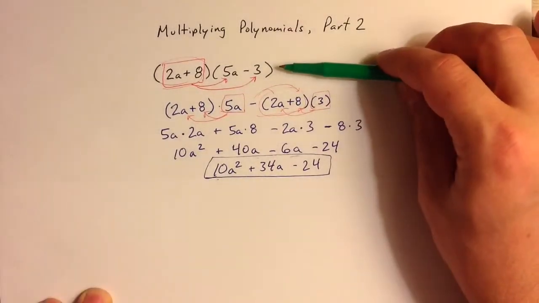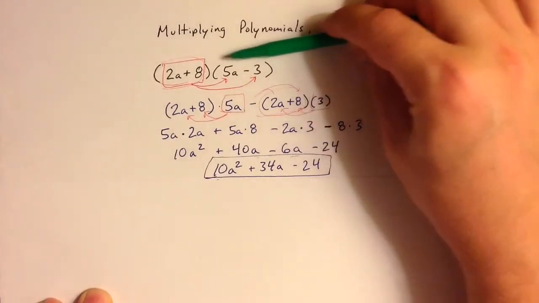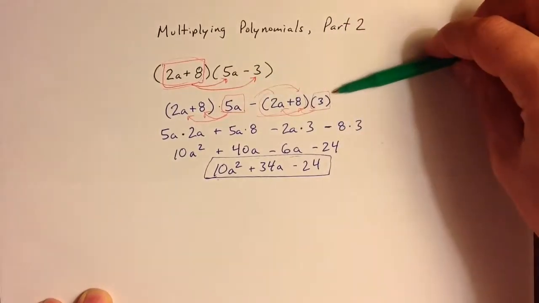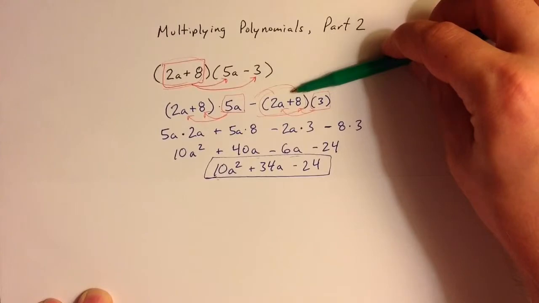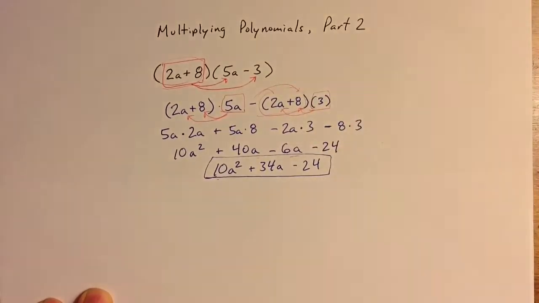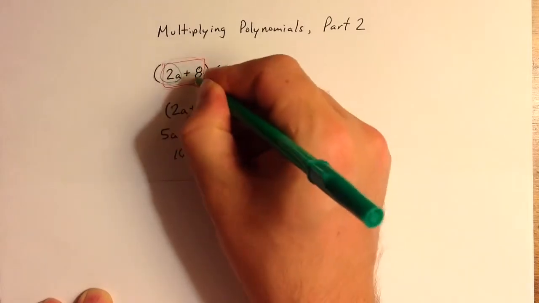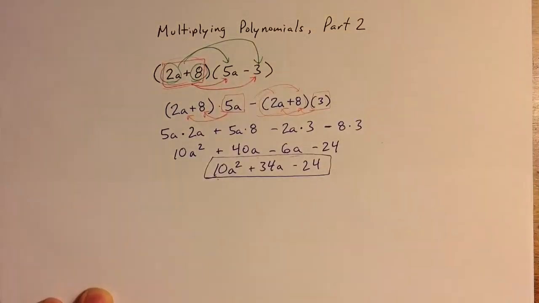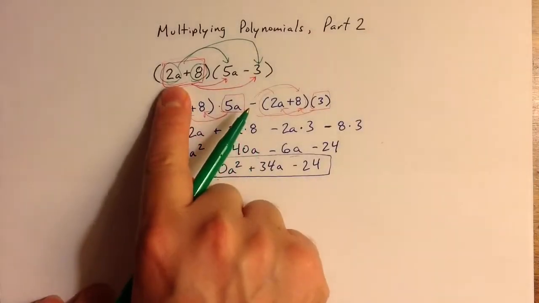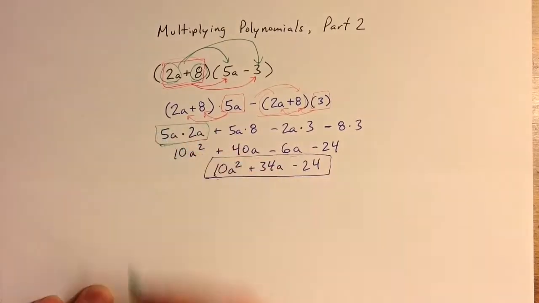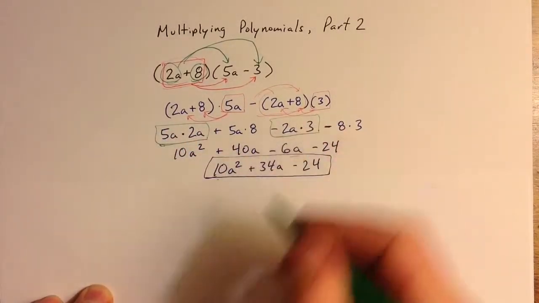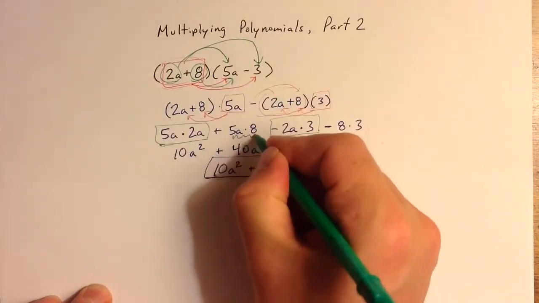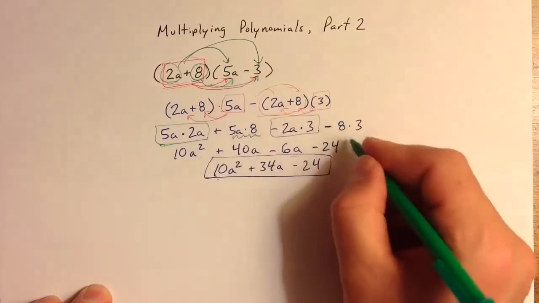I do want to mention something about the process here. So distributing the first polynomial across the terms of the second, and then distributing those terms, the 5a and the 3, across the terms of the first, essentially what we want to do is make sure that every term from the first polynomial gets multiplied with the terms of the second polynomial. So I want to make sure that 2a is multiplied with 5a, and also that 2a is multiplied with negative 3. And I want to make sure that 8 is multiplied with 5a, and that 8 is multiplied with negative 3.